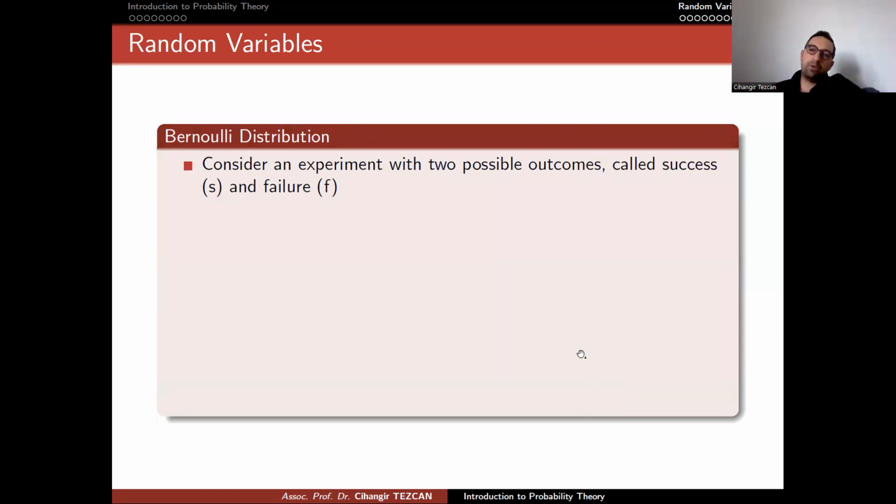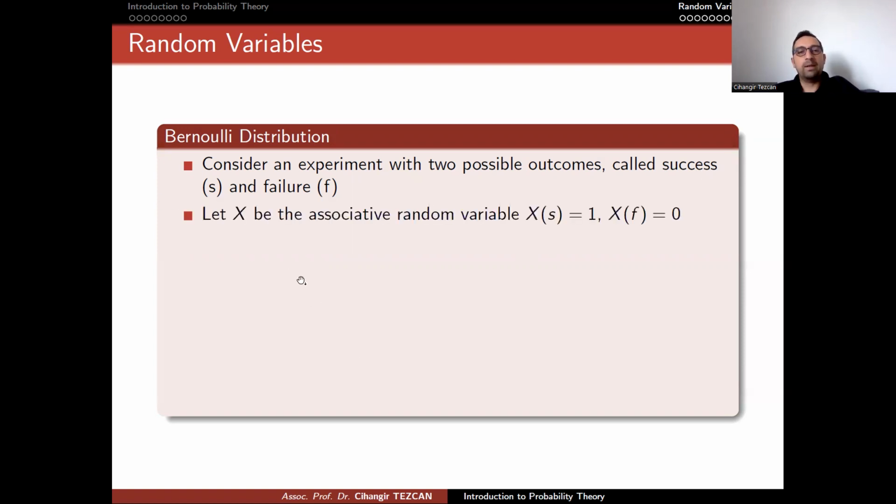All right, so let me give some concrete examples of discrete distributions, random variables, because we want to talk about the binomial distribution, which will be helpful for us. In order to talk about the binomial distribution, first we need to talk about the Bernoulli distribution. Consider an experiment with two possible outcomes called success and failure, S or F. Let X be the associated random variable where X(S) equals 1 and X(F) equals 0. Of course, you could define it the other way around. And let p(1) equal p and p(0) equal 1 minus p, which is q.